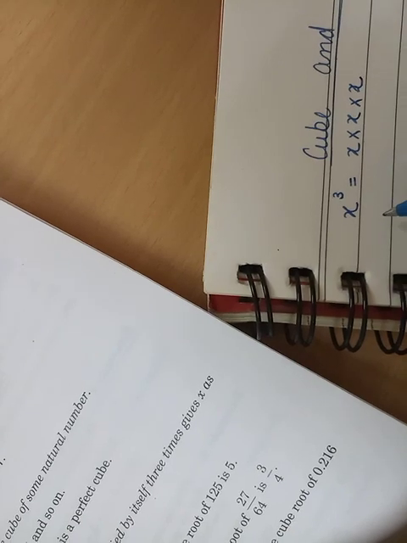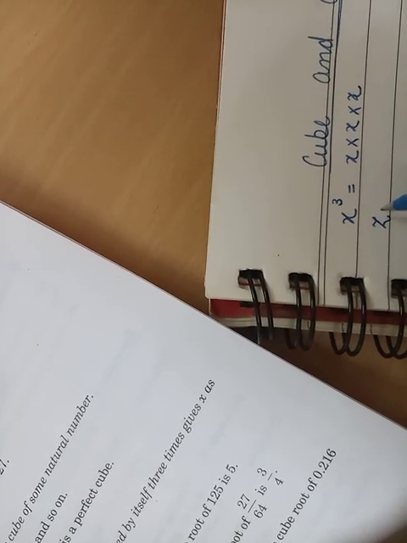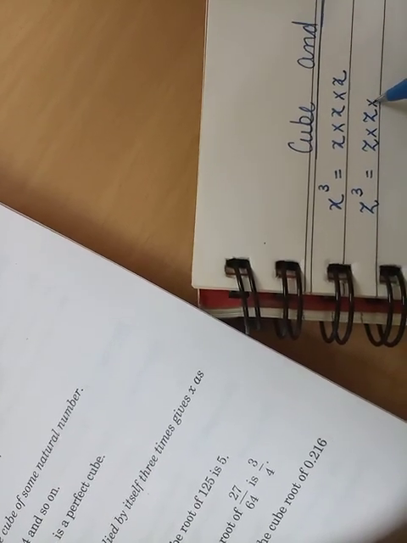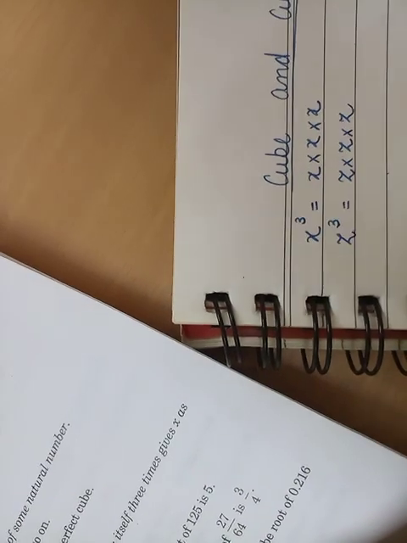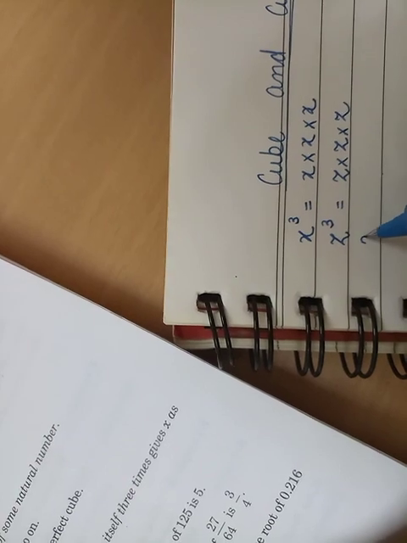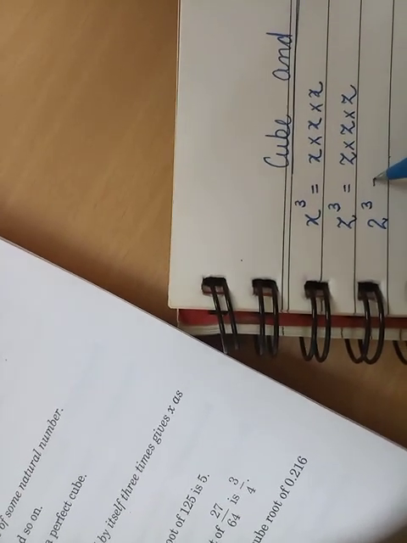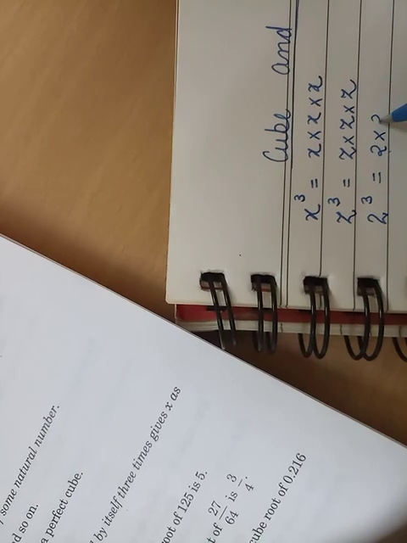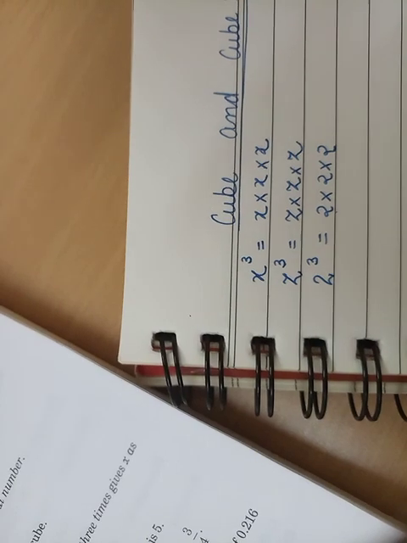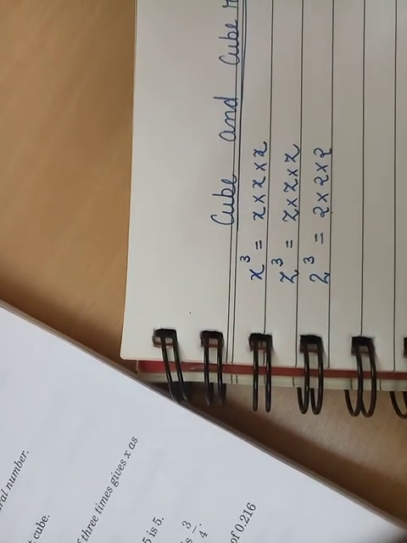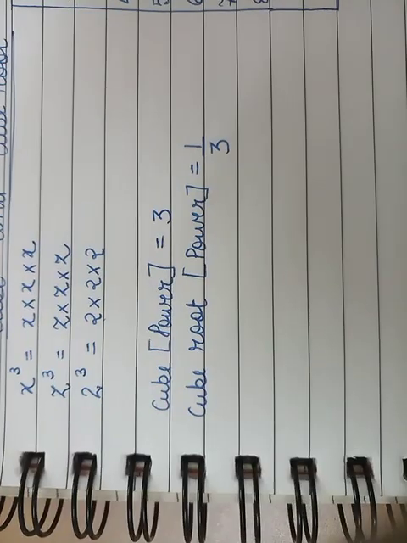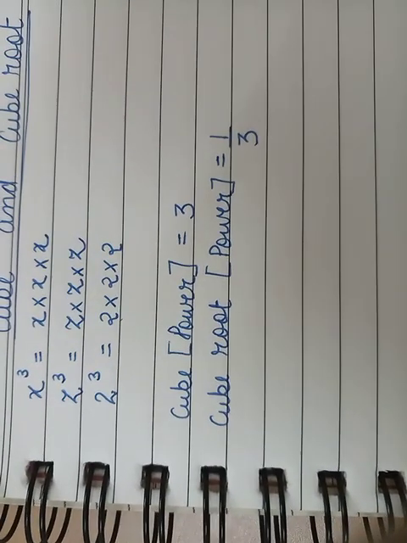If I say z cube, that means z into z into z. Remember children, cube means power is 3. If I say cube of 2, what does it mean? It means 2 into 2 into 2. So cube of any number is the number multiplied by itself 3 times. That means the power is 3. Cube means power is 3.